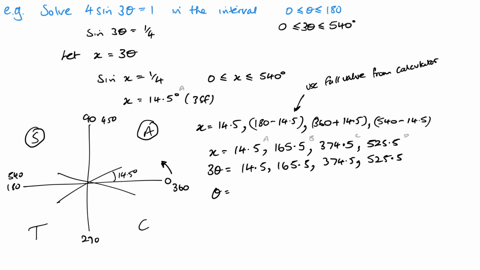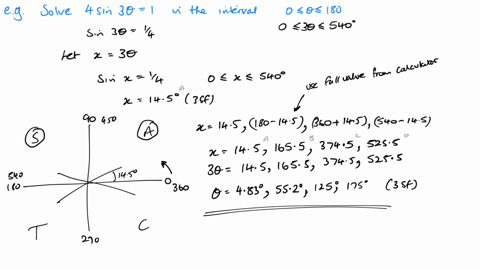So my first answer here is 4.83, and I'm going to do each of these to 3 significant figures. And I've got 55.2 degrees, and 124.8, so it's going to be 125, and finally 175 degrees. So there you have my answers. What you'll notice is that they're all between the original 0 and 180, which is what we should expect.